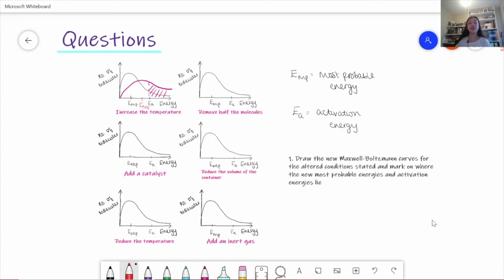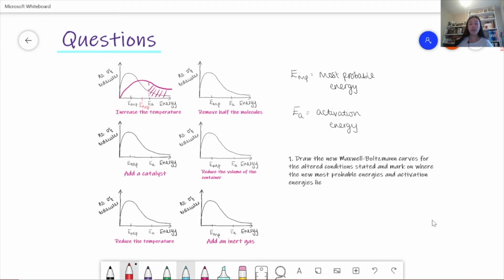Because the definition of the most probable energy is the highest energy that most of the particles have. Secondly, we're trying to remove half the molecules. So actually, when we remove half the molecules, we don't change anything about how much energy they have. We're just changing the number of molecules.